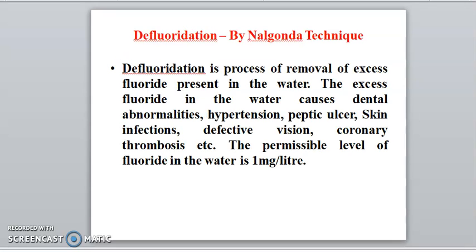Defluoridation is the process of removal of excess fluoride present in the water. Fluoridation is adding fluoride. What are the causes of excess fluoride in water? Dental problems, hypertension, hepatic ulcer, skin infection, defective vision, coronary thrombosis. The permissible level of fluoride in water is 1 mg per liter.